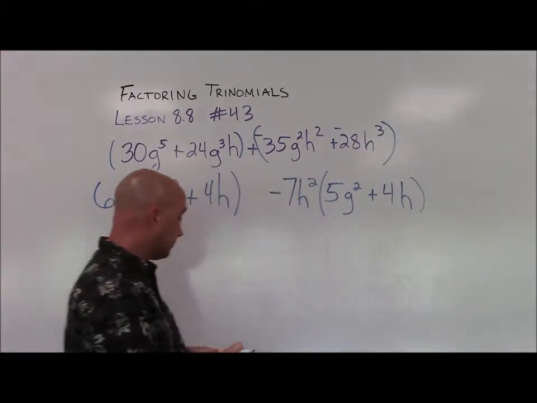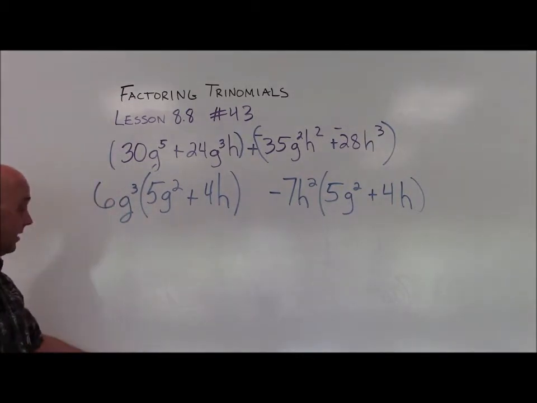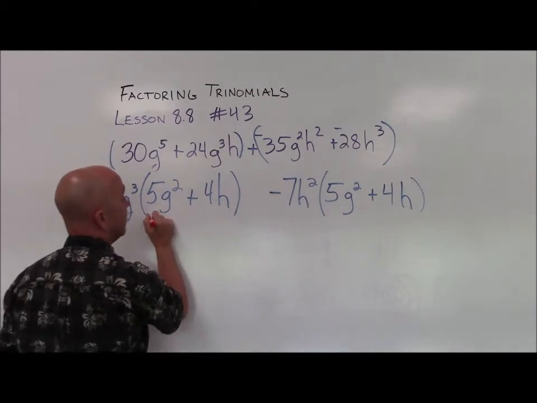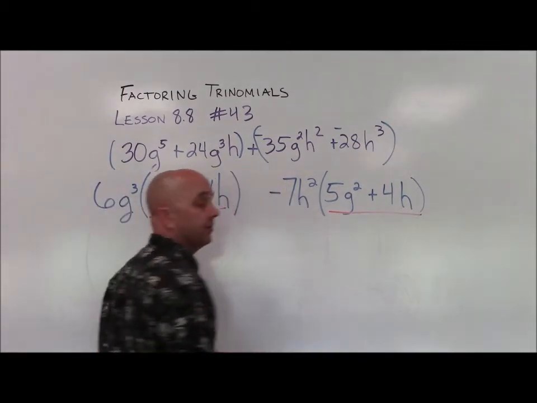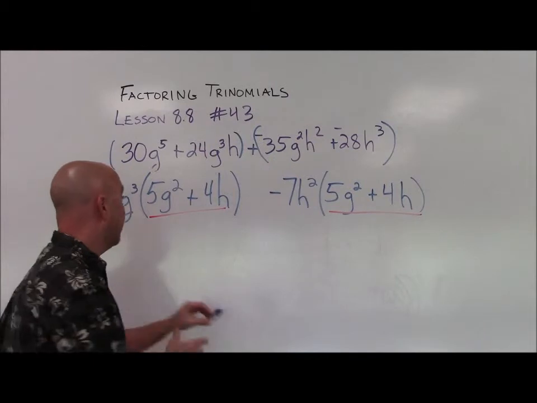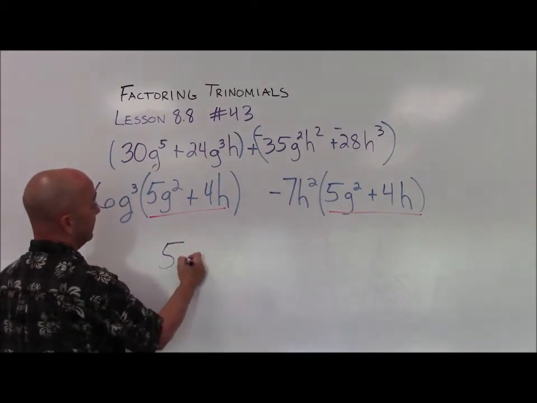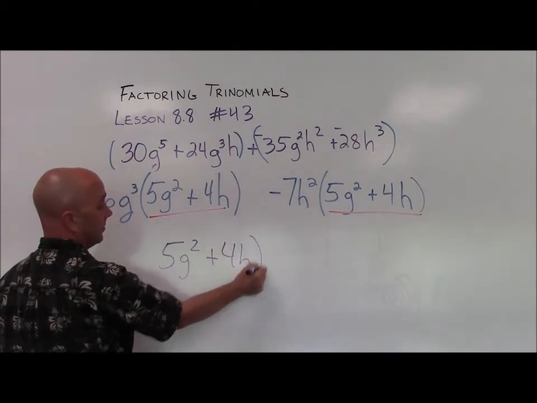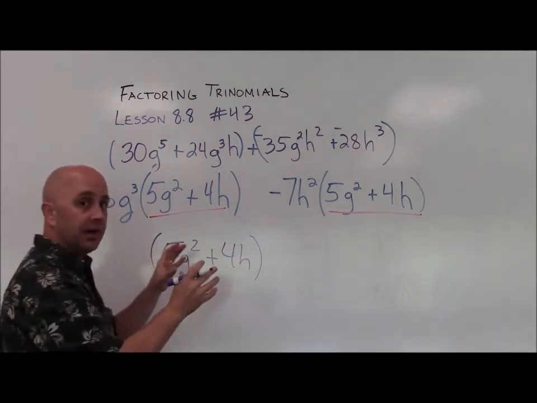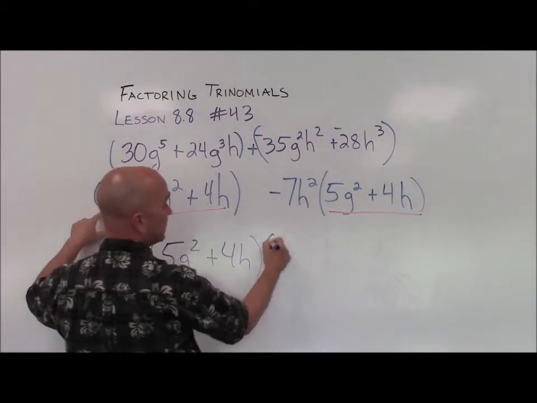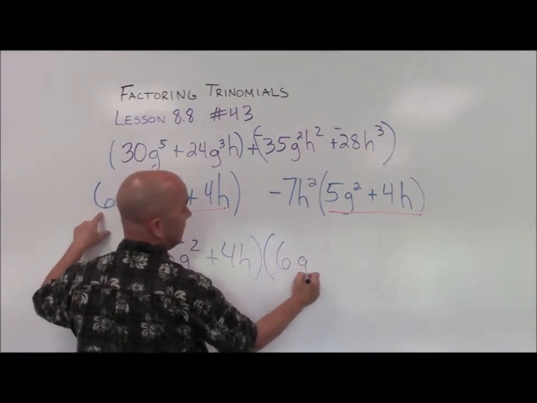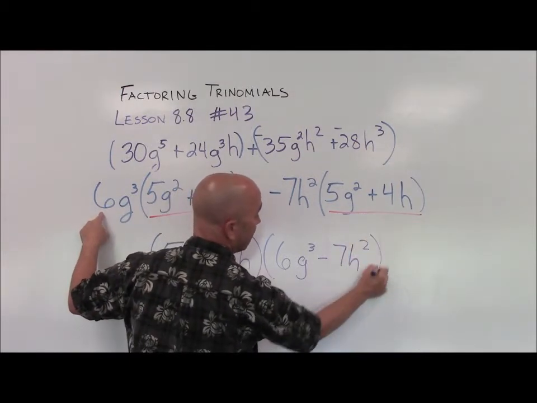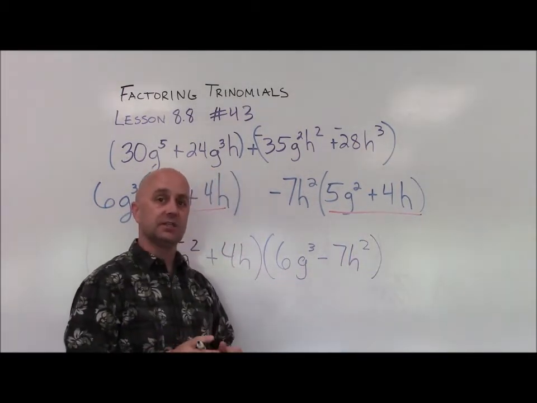And then as always, once I've done that, I look to see if there's a greatest common factor of these 2 terms. And sure enough, this is a factor of both terms. So I pull that out as one of my factors, 5g squared plus 4h. And then the other factor is what I'm left with once I factor that out. So now I've got 6g to the 3rd minus 7h to the 2nd, or plus negative 7h to the 2nd.